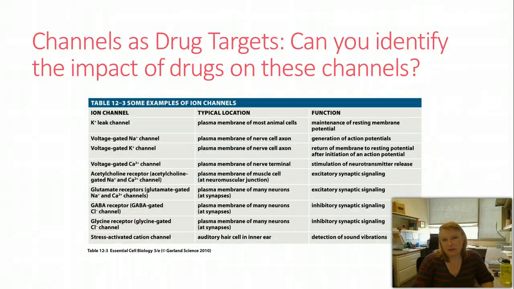And beyond even acetylcholine, you can see that channels and receptors and transporters in general are huge drug targets. So take a look at this list and see if you can identify some of the impact of these drugs on these channels. What would happen if we turned off the potassium leak channel? What would happen to the body? Is this good? In what case would we want a drug like this? I want you to spend some time with that and look at it.